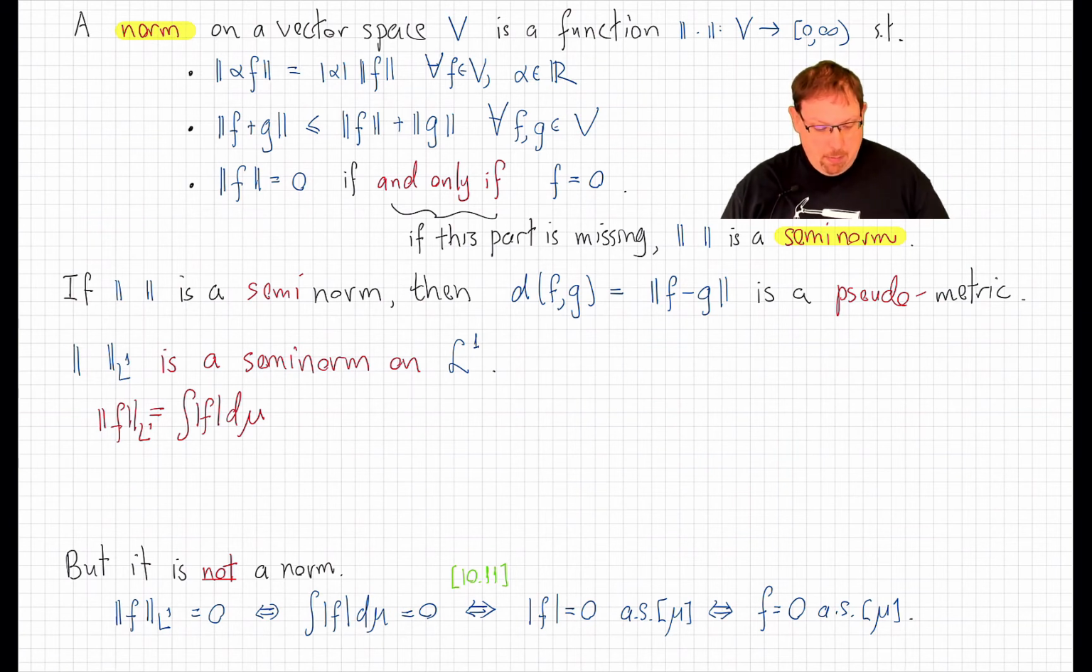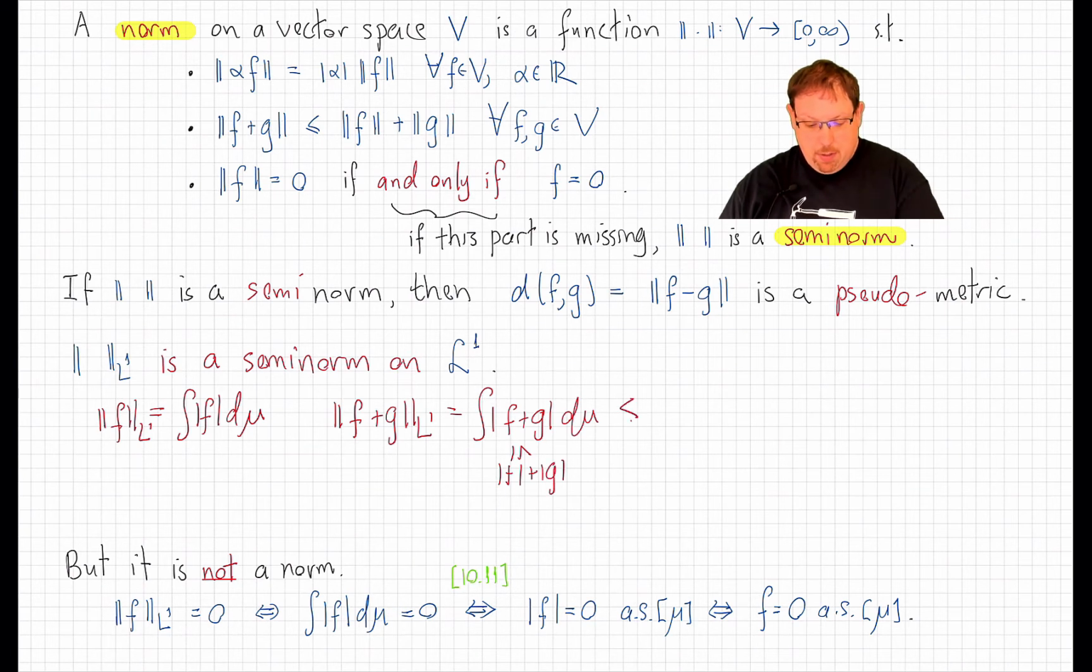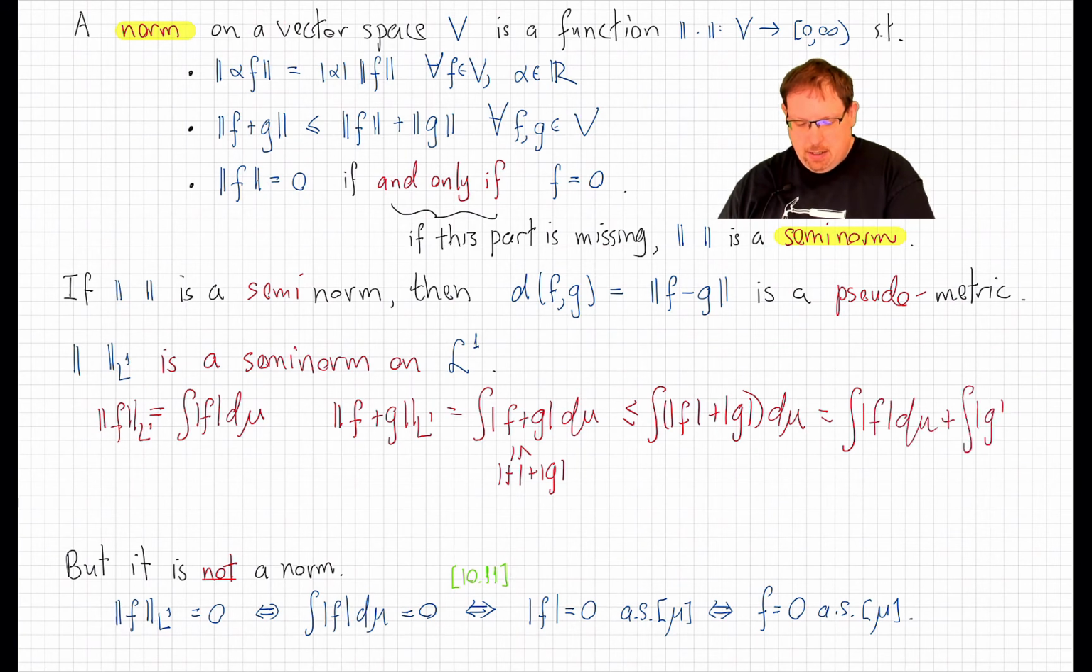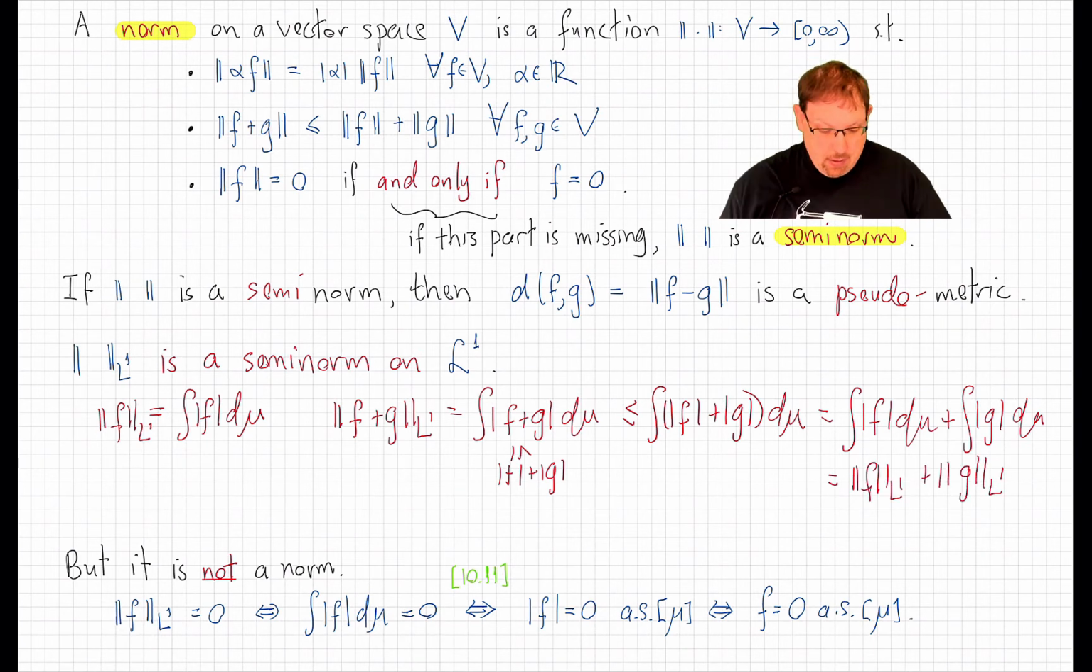To check the sublinear property, we just do a quick calculation. The L1 norm of the sum of two functions is the integral of the absolute value of the sum. The absolute value of the sum, pointwise, is less than or equal to the sum of the absolute values of the two functions, and so by the monotonicity property of the integral of non-negative functions, this is less than or equal to the integral of the absolute value of f plus the absolute value of g. And now, since f and g are both L1, we know that that is equal to the integral of the absolute value of f plus the integral of the absolute value of g, which is the L1 norm of f plus the L1 norm of g, as desired.